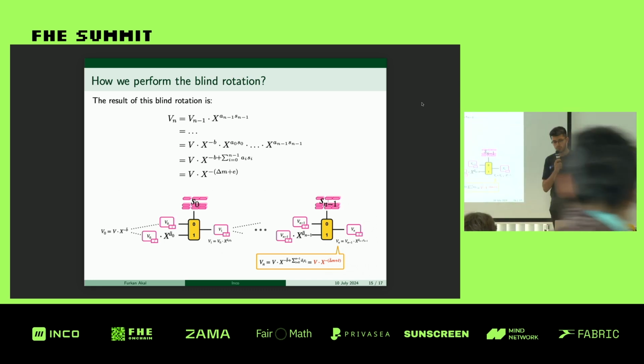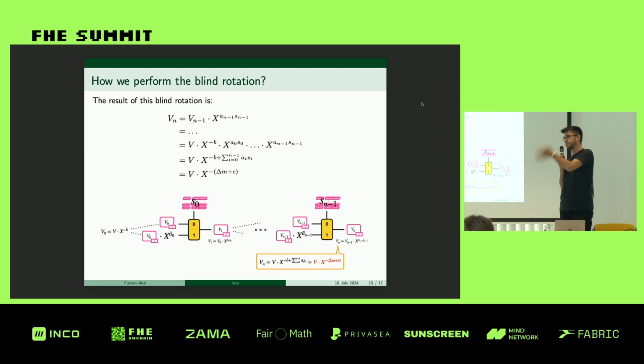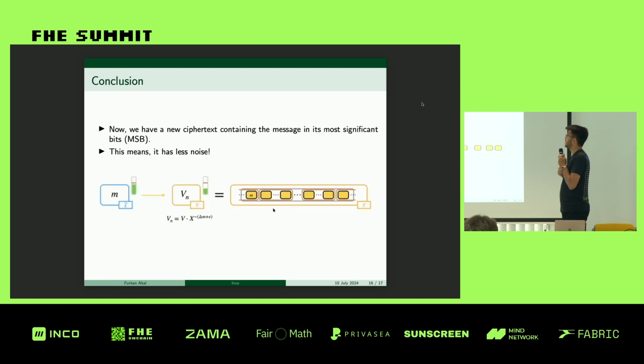So at the end of the day, we have a noisy ciphertext, and we encrypted it using the new secret key S prime. Then we decrypt it homomorphically using the encrypted bits of the first secret key, the same idea as Gentry proposed, and that allows us to come up with a new ciphertext where the message is in the most significant bits, which means less noise. So this is the basic idea behind TFHE bootstrapping, because having the message in the most significant bits means that we have much more space for noise to accumulate. So this is basically the idea behind it.